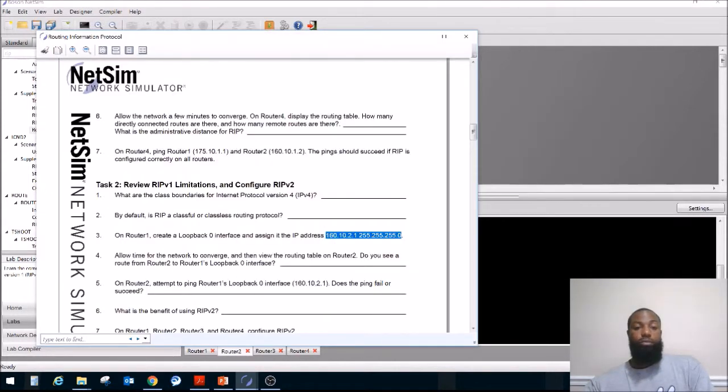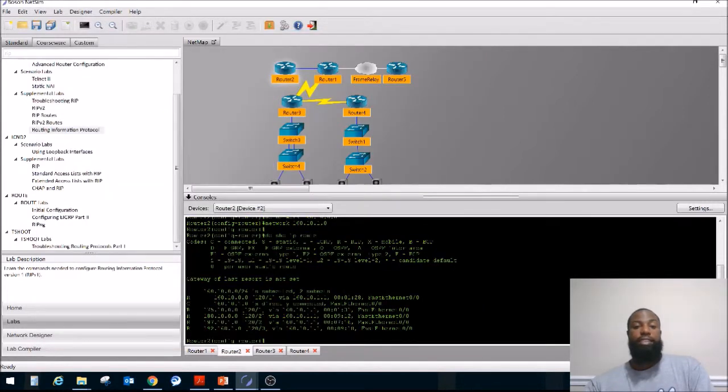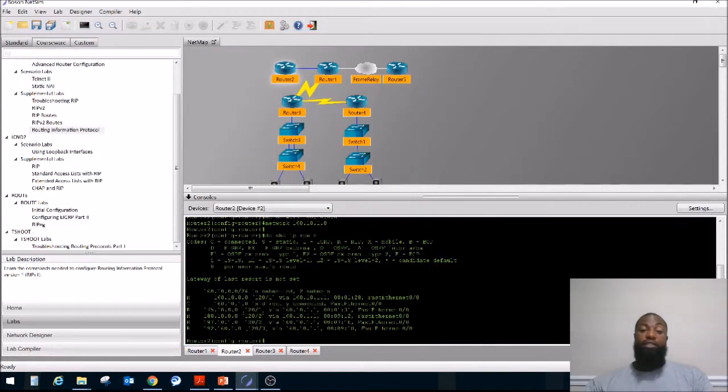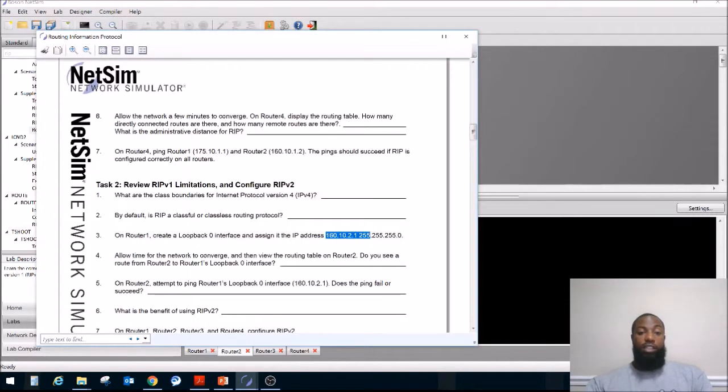So he says to view the routing table. Do you see a route from router 2 to router 1's loopback interface? So router 1's loopback interface was the one we just configured, 160.10.2.1. We see networks for 160.10.0.0. We don't see the 2.1, so that's probably because we're still using RIP version 1. So I don't see that yet. Let's check one more time though. Do show ip route. It's not in there, right? It's not in there.